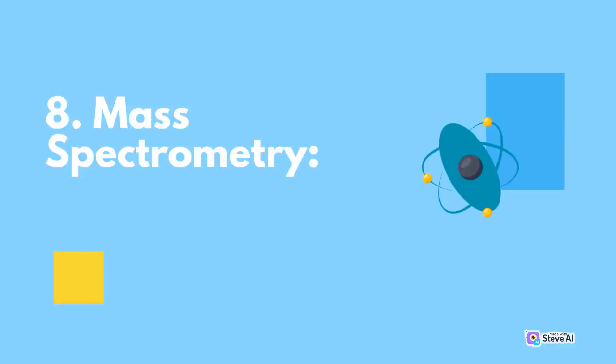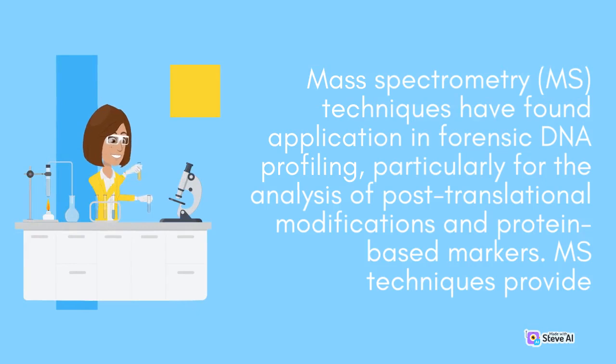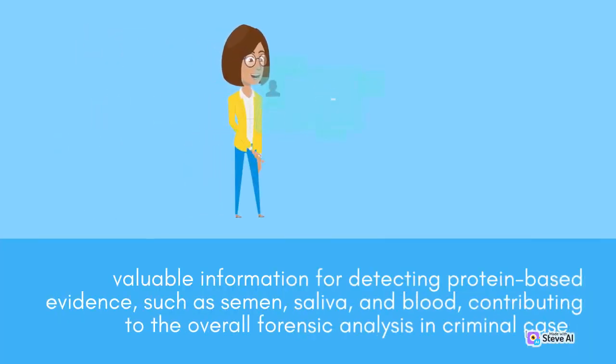8. Mass spectrometry. Mass spectrometry, MS, techniques have found application in forensic DNA profiling, particularly for the analysis of post-translational modifications and protein-based markers. MS techniques provide valuable information for detecting protein-based evidence, such as semen, saliva, and blood, contributing to the overall forensic analysis in criminal cases.